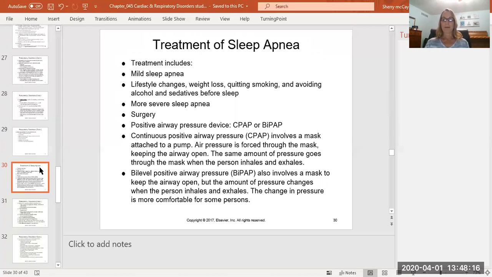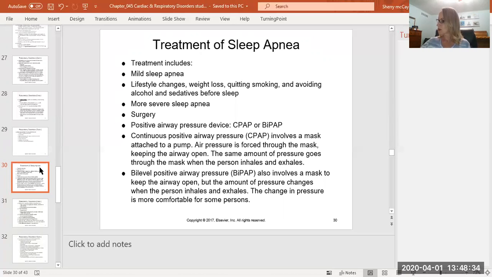In a BiPAP, or bi-level positive airway pressure, this involves a mask to keep the airway open, but the amount of pressure changes when the person inhales and exhales. The change in pressure is more comfortable for some people.